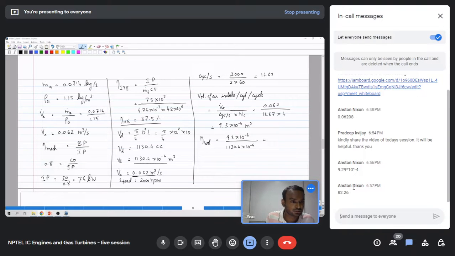Nixon has already replied, so that is 82.26%. If others are not getting the same value, or if you have trouble understanding, you can let me know. I can answer individually.